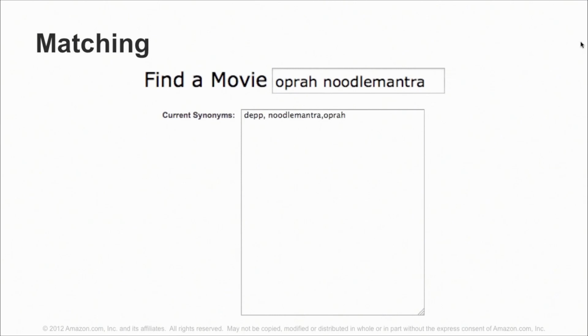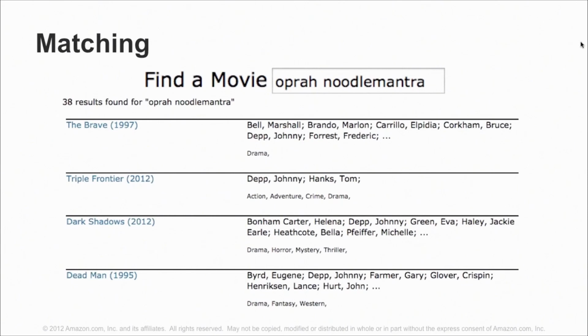Now, if we search for Oprah Noodle Mantra, we can see we retrieve 38 results, including, I've given a quick screenshot here of the top four results. On the left, we have the title of the movie, and on the right, we have actors and genres. So here we can see all of these are Johnny Depp movies.